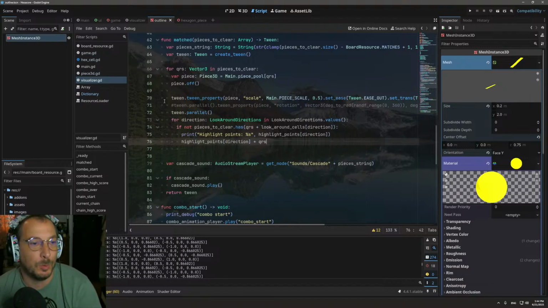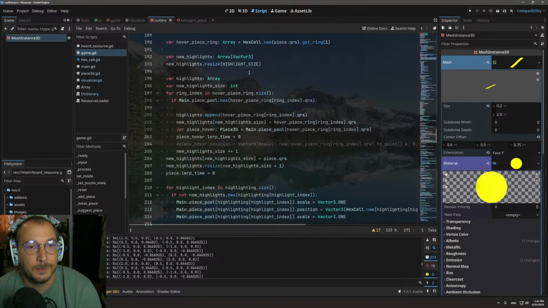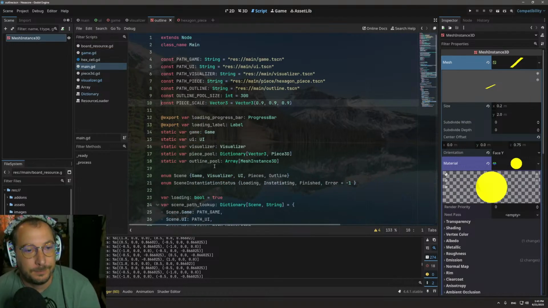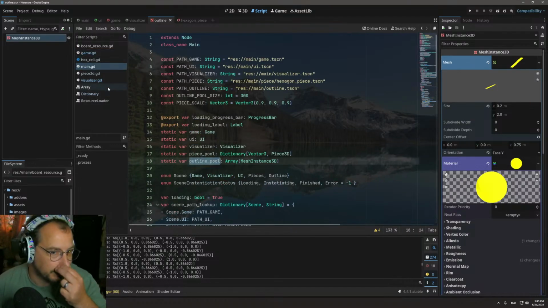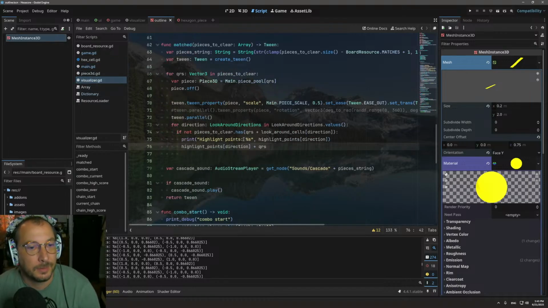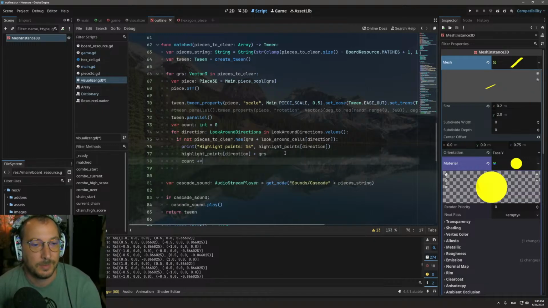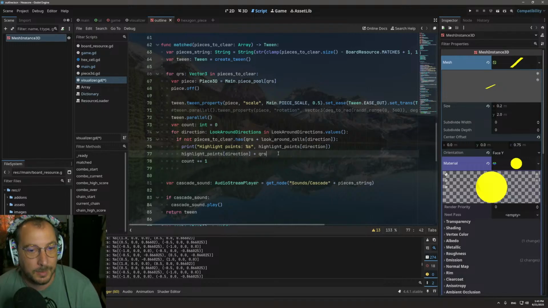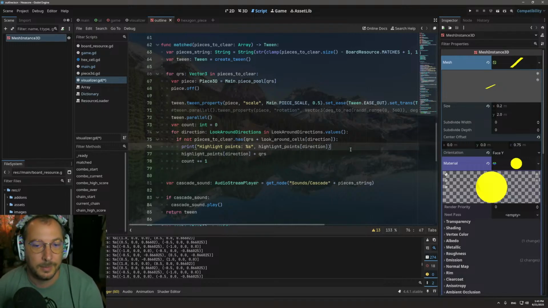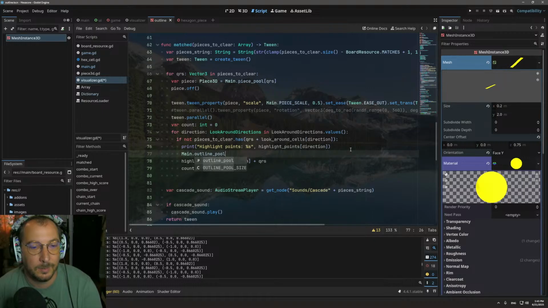So we need to get the mesh pool. We have our pool of meshes here. It's in main. Outline pool. And we're going to go for count equals, so var count int equals 0. And then every time we do this, we say count plus equals 1. And then we go for our main outline pool count.